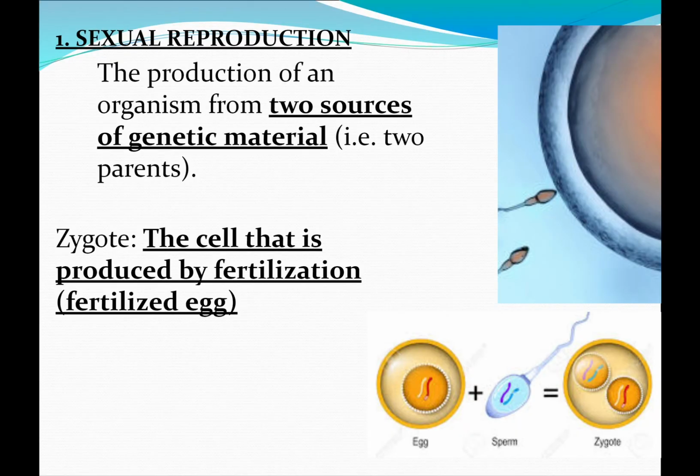Alright, first thing, sexual reproduction, you need to know that it's basically the production of organisms from 2 sources of genetic material. In this case, sperm and an egg, right? 2 parents. And just a word you need to know is zygote. Zygote just means a cell that is produced by fertilization. So that means a zygote is when an egg and a sperm meet.